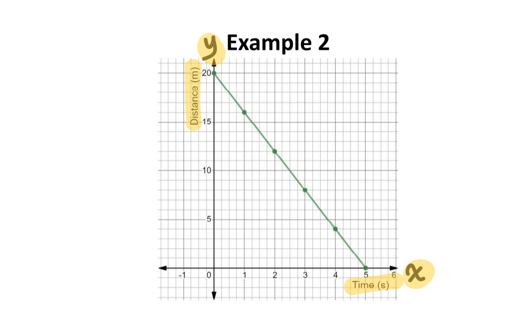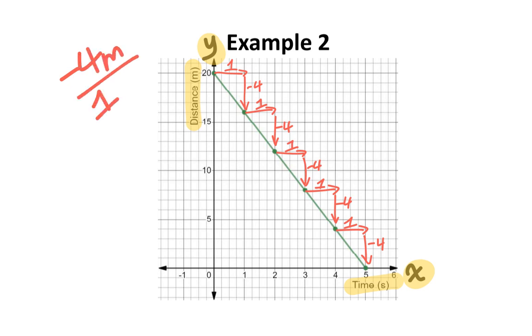At this point, you'll notice a pattern. As 1 second passes, your distance decreases by 4 meters. You'll see this pattern being repeated again and again. Therefore, the rate of change is a decrease of 4 meters for every 1 second that passes. Meanwhile, your initial value will be 20 meters, since that is your distance at a time of 0 seconds.